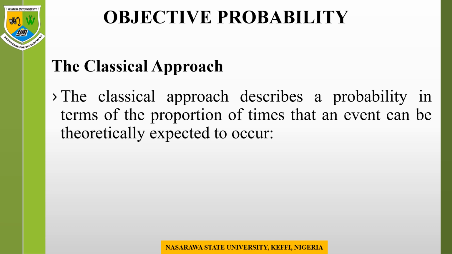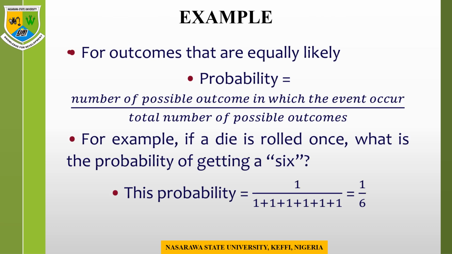The 6 is the total, the sample space, while that particular one is the success, what happened after rolling the die. So the classical approach also describes a probability in terms of the proportion of times that an event can theoretically be expected to occur. For outcomes that are equally likely to occur, the probability is the number of possible outcomes in which the event occurs over the total number of possible outcomes.